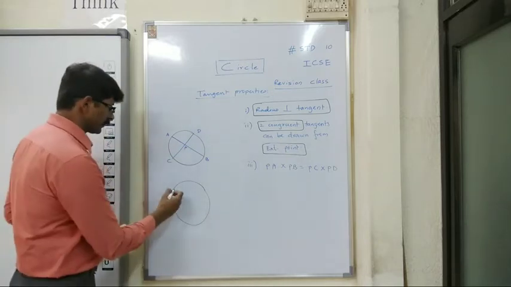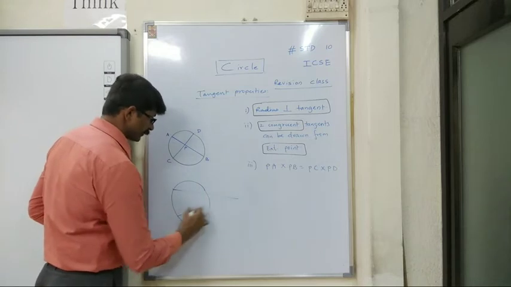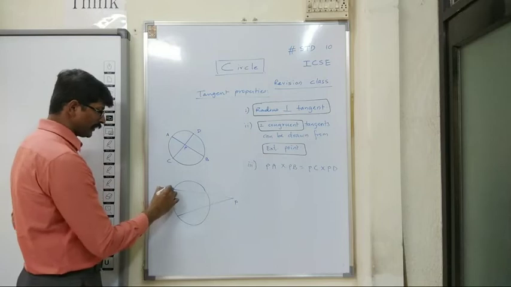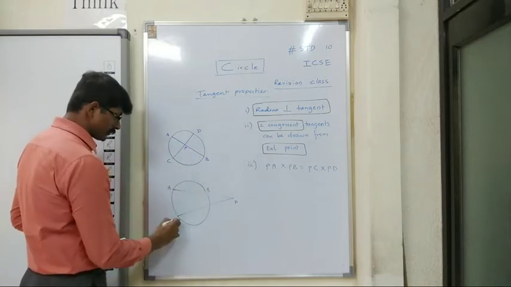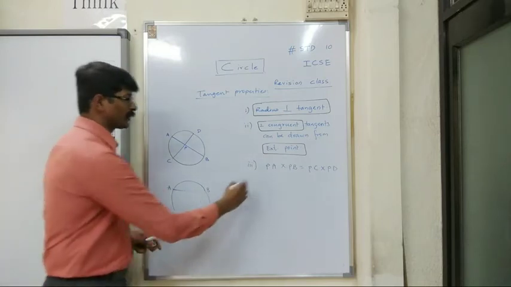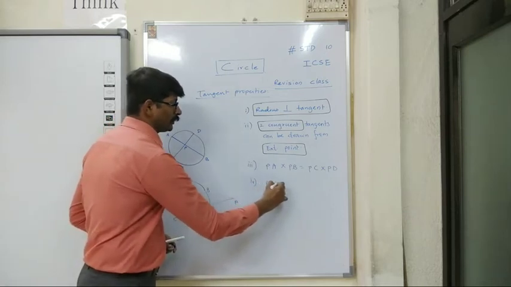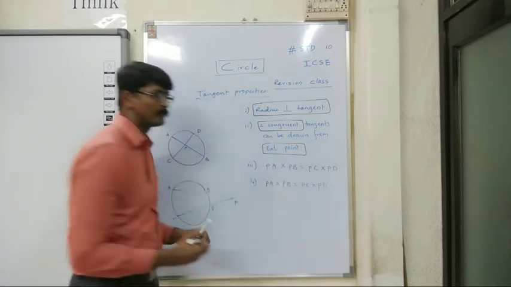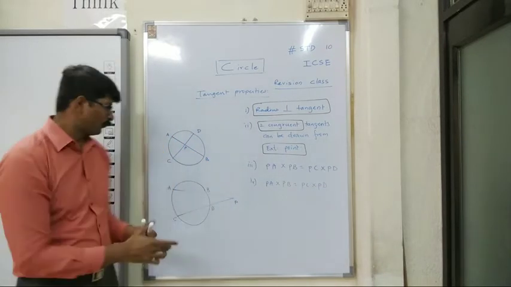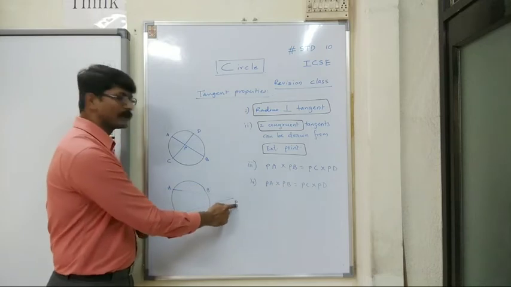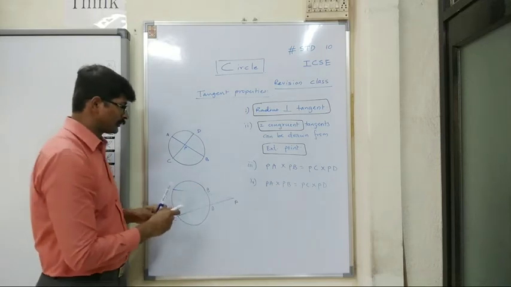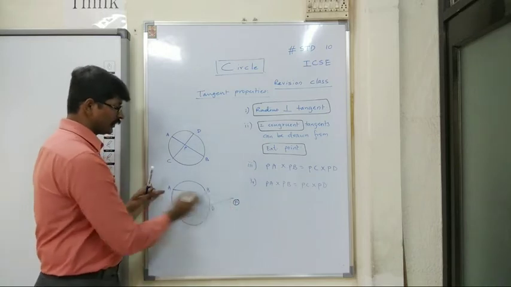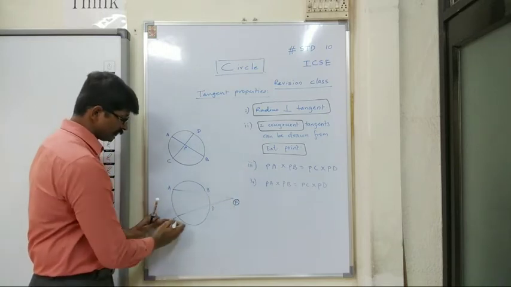And the next thing is, if these two chords are intersecting externally, so they are intersecting now at point P, and this is chord A and B, and this is chord C and D. So again the property remains the same. PA into PB is equal to PC into PD. See students, what you have to remember again, wherever the two chords are intersecting, go to that point first of all. Let's say point P, and then PA into PB is equal to PC into PD.